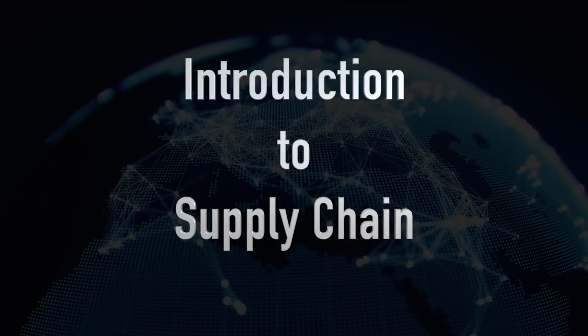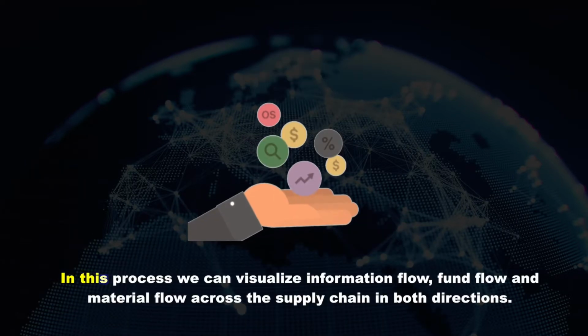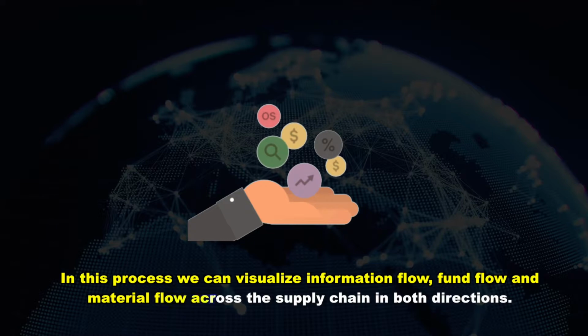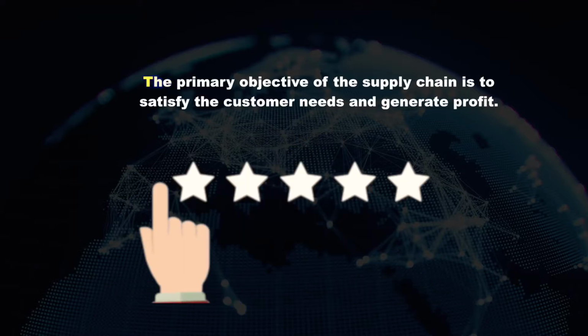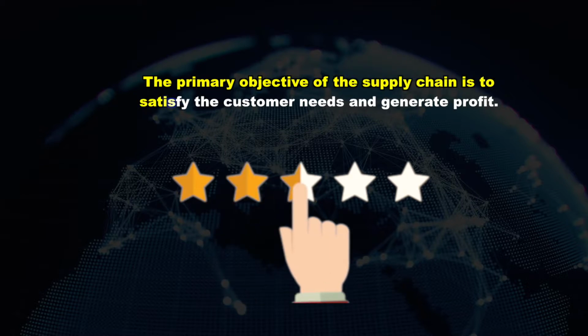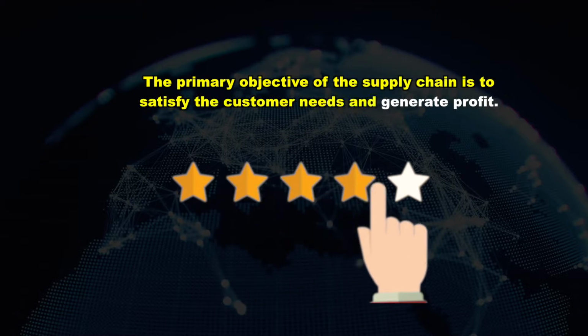Let us have an introduction to supply chain. The supply chain involves moving materials from the supplier point to the customer point through the intermediaries in a cost-effective manner to satisfy the customer. In this process, we can visualize information flow, fund flow, and material flow across the supply chain in both directions. The primary objective of the supply chain is to satisfy the customer needs and generate profit.